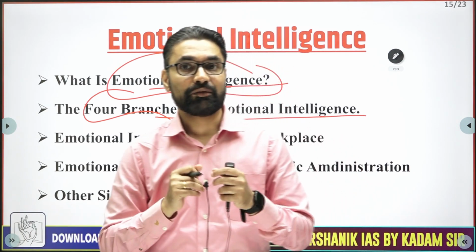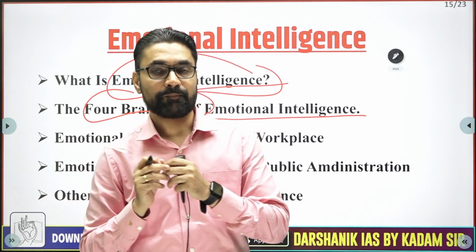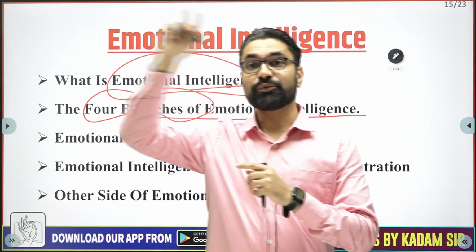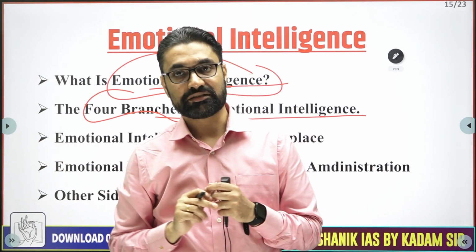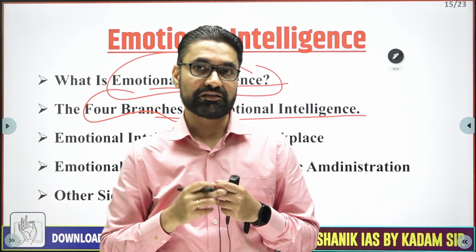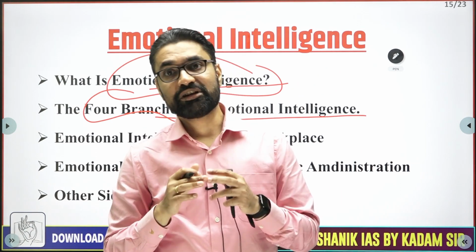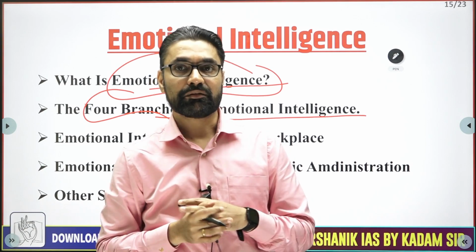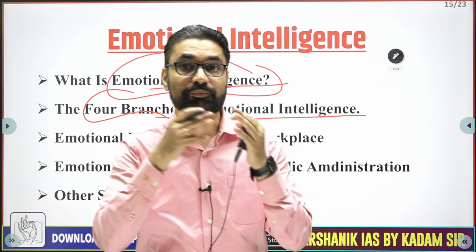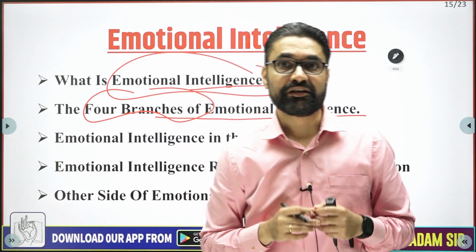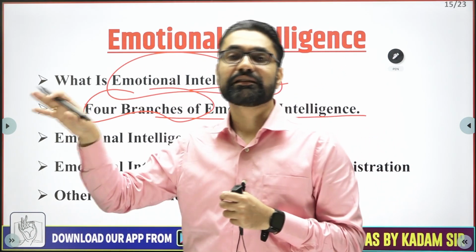What is social skill? What is self-awareness? What is self-regulation? What is intrinsic motivation? Then how all these values are related to the topic of emotional intelligence. What is the relation between these values, these components, and emotional intelligence? And then we'll discuss how these components play a role in administration. What is the significance of social skills as a component of emotional intelligence in governance and administration?